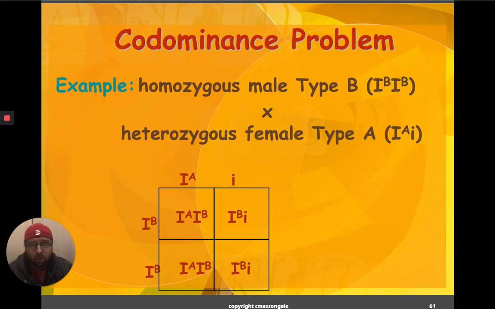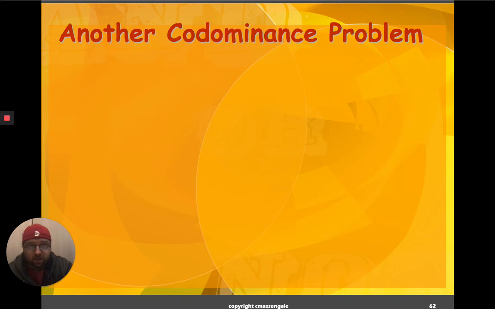So what does this mean? Well, it means that we have two possible outcomes for their children. We have a 50% shot at type AB blood and a 50% shot at type B blood. So medically speaking, this individual would not be able to receive blood from his mother, because they would be type B. All right, so let's check out another one.